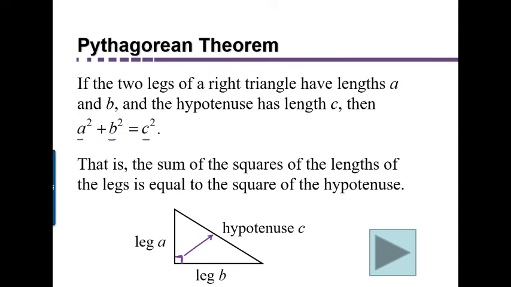If the two legs of a right triangle have lengths A and B, and by legs we're talking about the sides that touch the right angle in the right triangle, and the hypotenuse has length C, and the hypotenuse refers to the side opposite the right angle, which by the way is always the longest side, then the sum of the squares of the lengths of the legs is equal to the square of the hypotenuse. In other words, A squared plus B squared equals C squared.